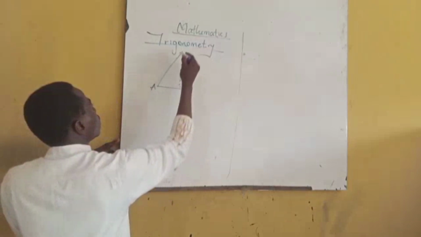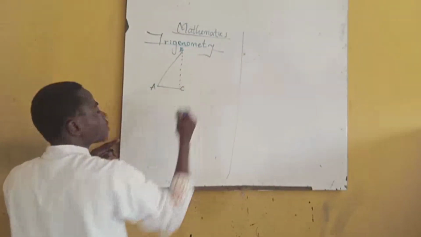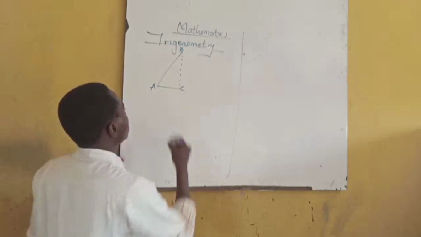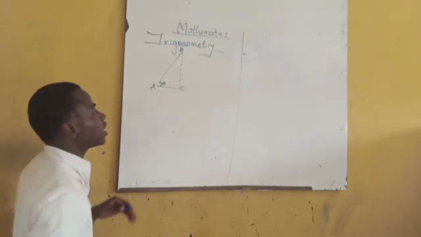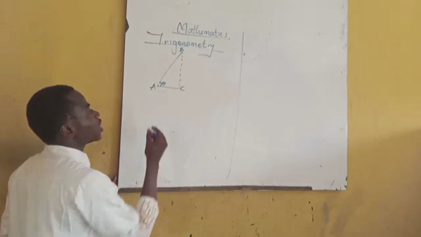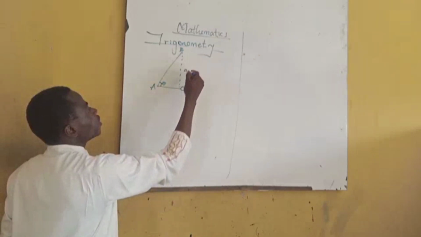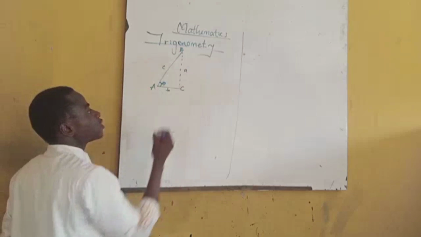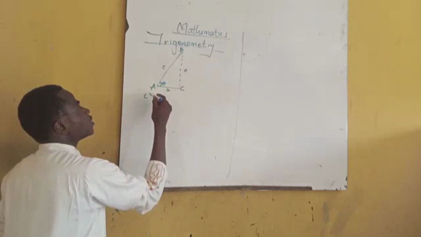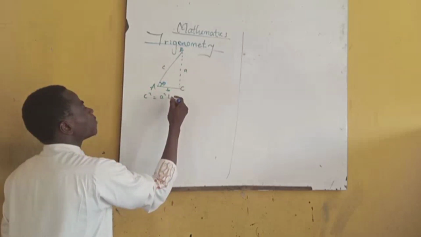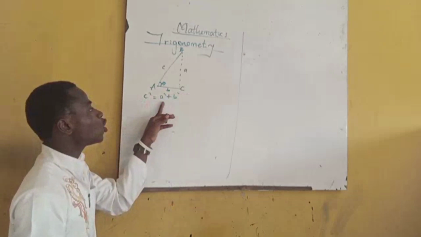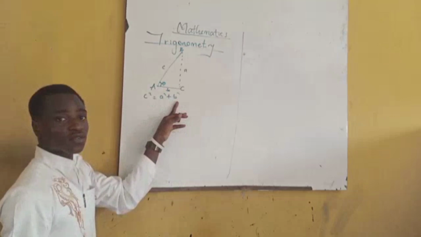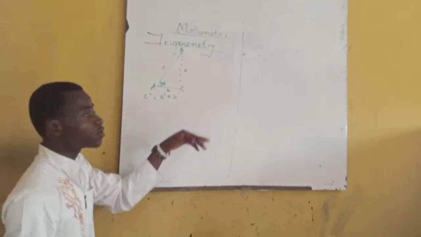So we call here A, we call here B, then we call here what? C. So I can say if my angle is here, angle theta. From this side, I can decide to use Pythagoras theorem. If here is our small a, small b, and small c, you can say my c squared equals what? A squared plus b squared. That is hypotenuse squared equals opposite squared plus adjacent squared, using the Pythagoras theorem.